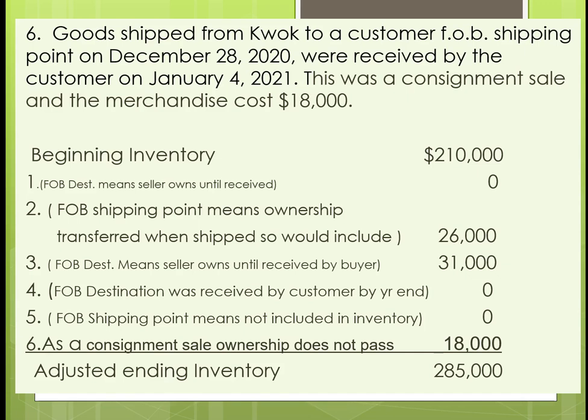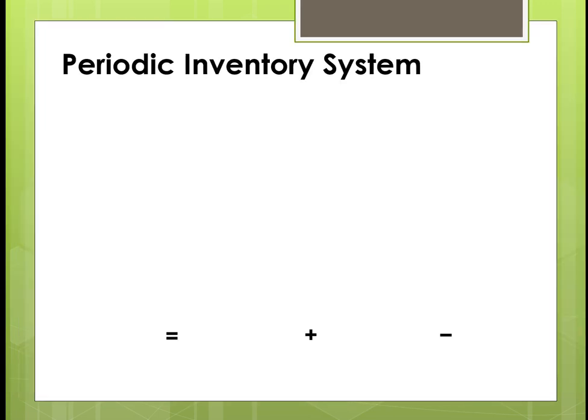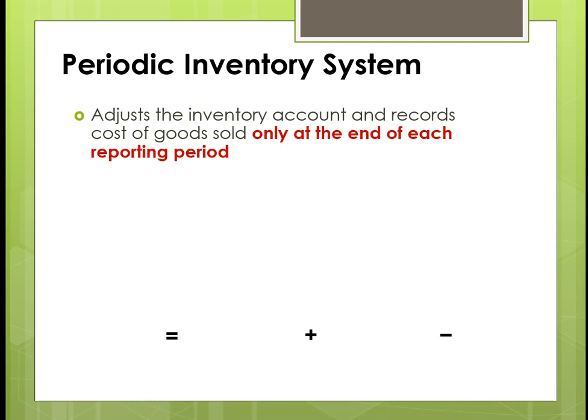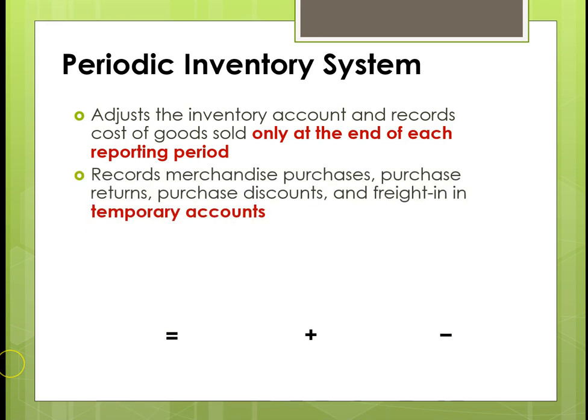Now we're going to look at periodic inventory systems. Periodic inventory system: adjust the inventory account and record cost of goods sold only at the end of each reporting period and after they do a physical inventory. Now we have numerous accounts when you do periodic. We have purchases, we have purchase returns and allowances, purchase discounts, and freight in. And these are considered temporary accounts, and they're zeroed out at the end of the month when a physical inventory is taken.